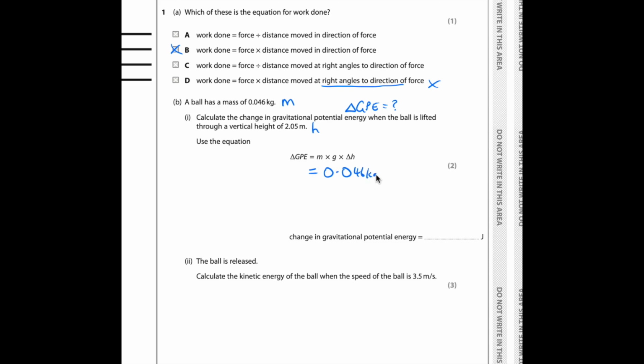0.046 kilograms times by gravity on Earth. Right, they haven't gave you the gravity, so you need to know that gravity is 10 newtons per kilogram, and multiply that by the height, which was 2.05 metres. And that comes out as 0.943. They've done it to 3 decimal places, so we'll do it to 3 decimal places.